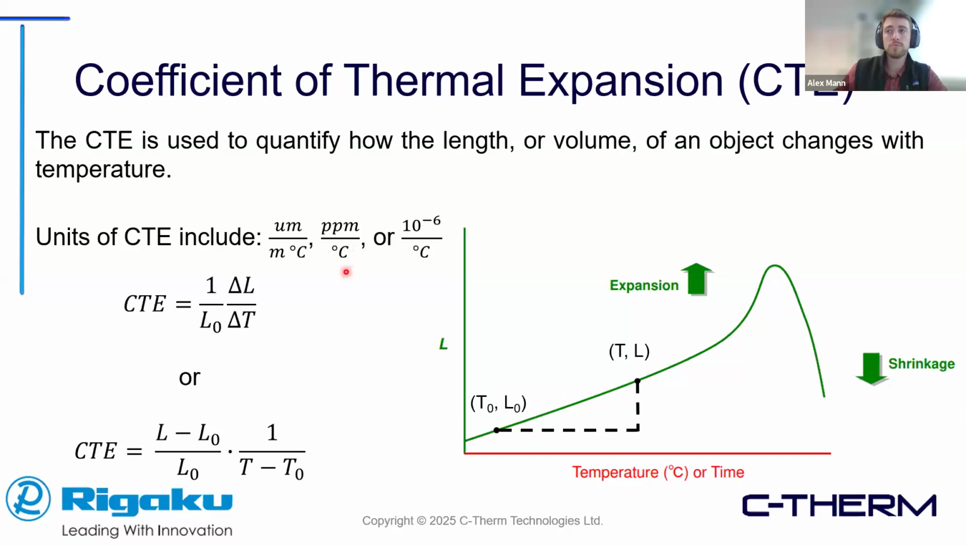So the formula is pretty straightforward. It's 1 over the initial length times the change in length divided by the change in temperature. Or we can expand that out to say, the change in length over the initial length. This is also equal to the percentage, and then divided by the change in temperature.